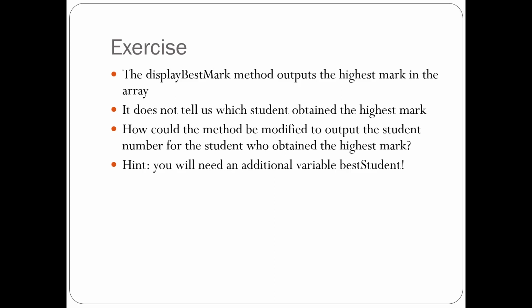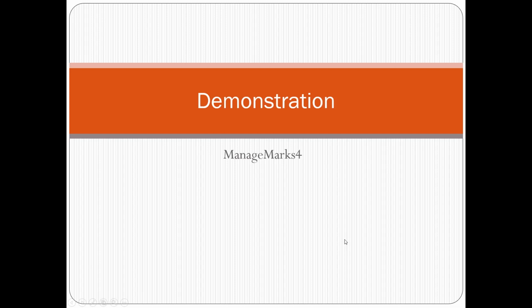The only small hint I'm going to give you is that you will need an additional variable, and I would call that best student or best student ID or something like that. Again, if you're feeling confident, there's no harm in taking the current Manage Marks 3 and changing it so that the user.message outputs the student ID as well as the mark that they've got. Okay, we'll have a look at that in Manage Marks 4.